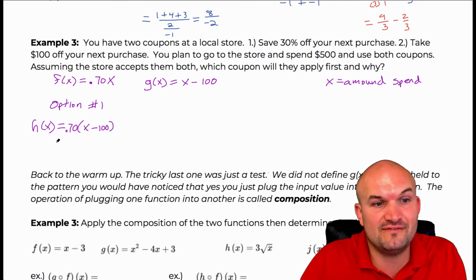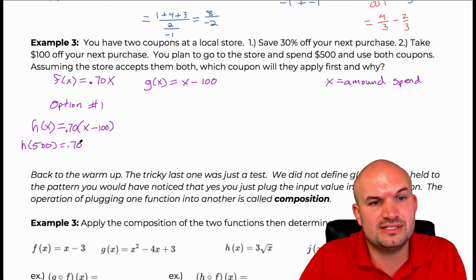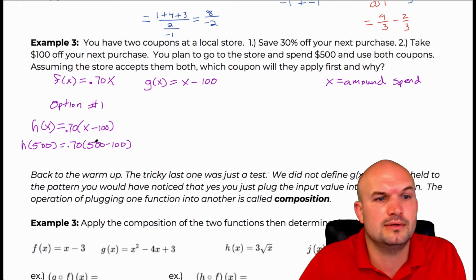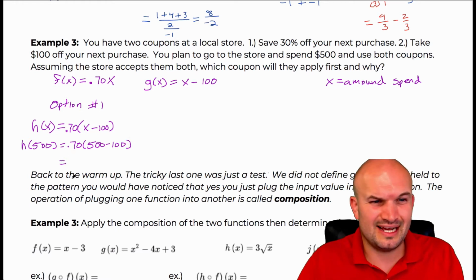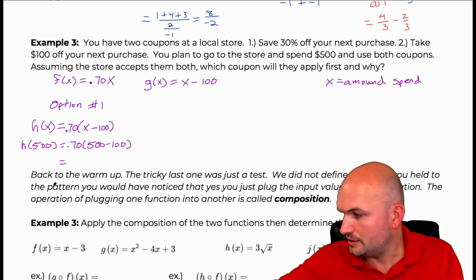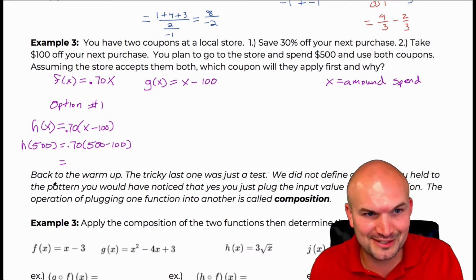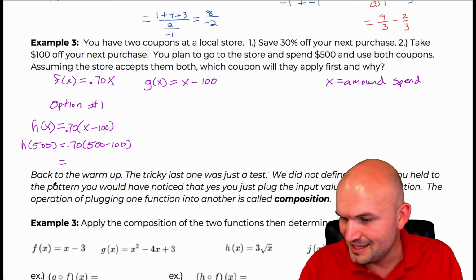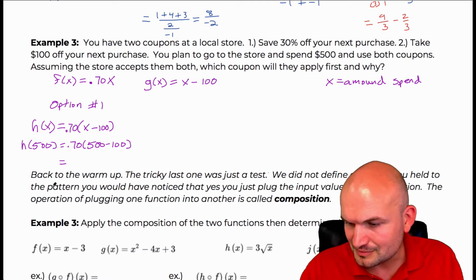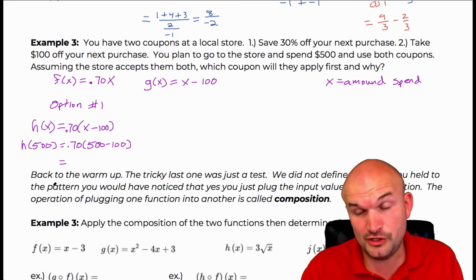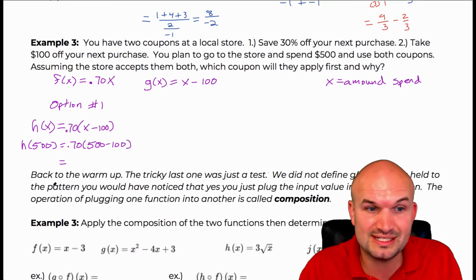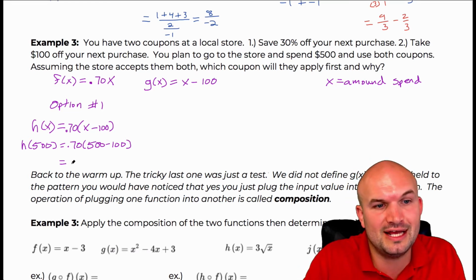So let's go ahead and evaluate for h of 500, which I think I might be running out of space here. So we do 0.70 times 500 minus 100. I didn't want to pull up a calculator, but you can see I even have this lovely calculator because everything else is at home. So if I do 500 minus 100, that's going to be 400. And then 400 times 0.70 is going to give me 280.